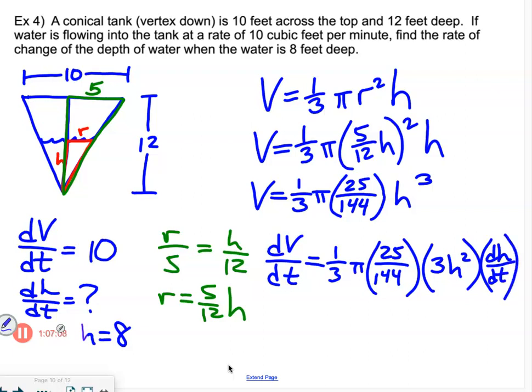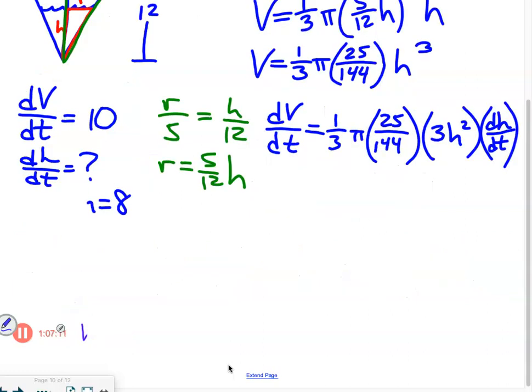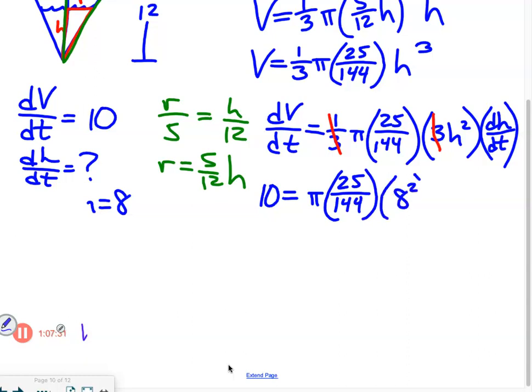All right, we are ready to plug in numbers. We know dV/dt is 10. Oh, you know what? Before I rewrite this, do you guys mind if I cancel the 3rd and the 3 here? Okay. So I have pi times 25 over 144. What's h? 8 squared. And dh/dt is what we want to solve for.